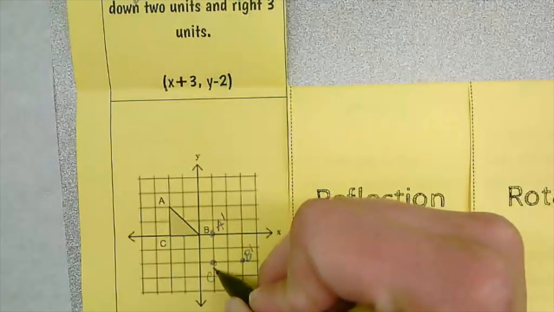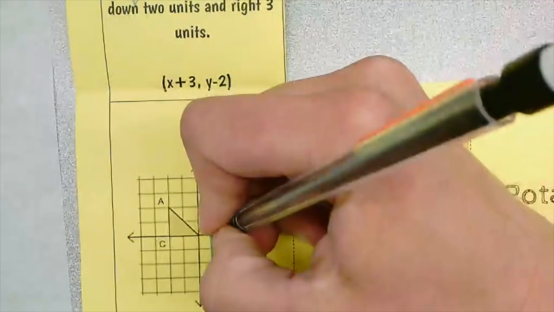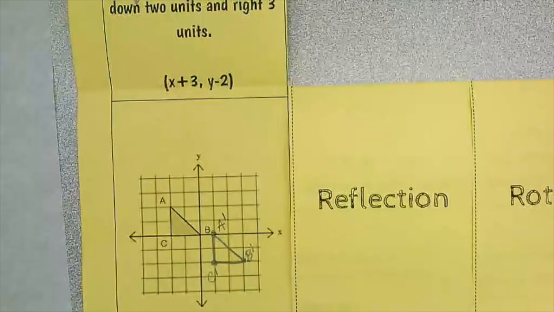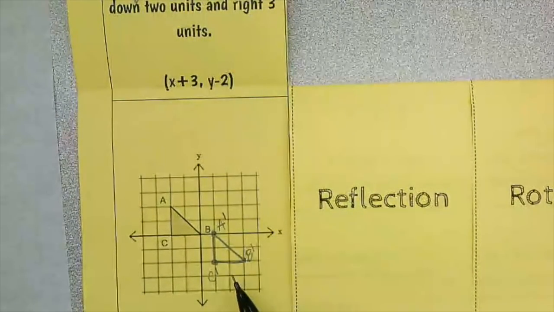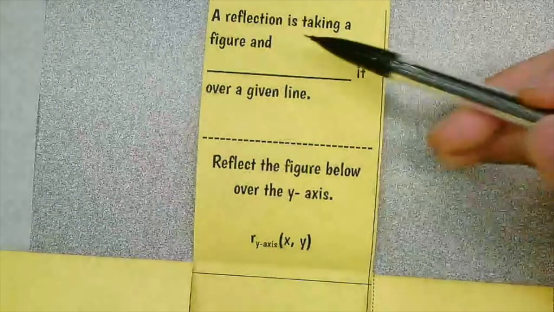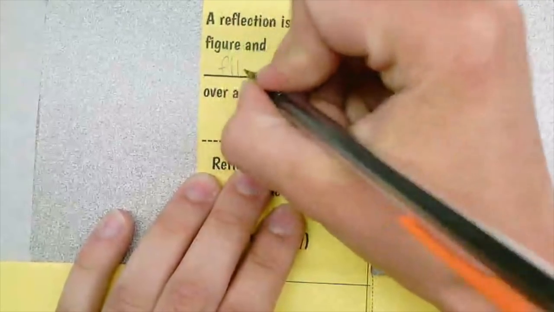That becomes C prime. And because I was trying to translate the whole figure, I'm going to draw in the lines to connect the dots I just drew. And that's my new figure. So this figure has been translated down 2 and to the right 3. We have here a reflection is taking a figure and flipping it over a given line.